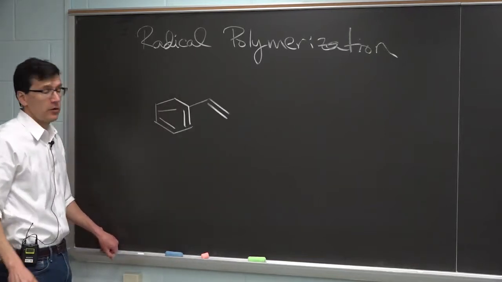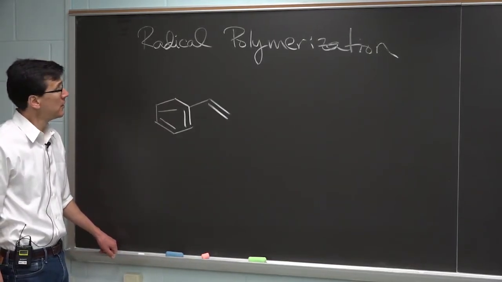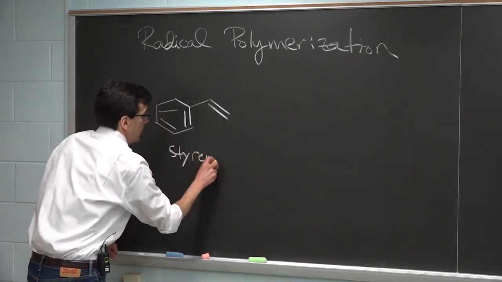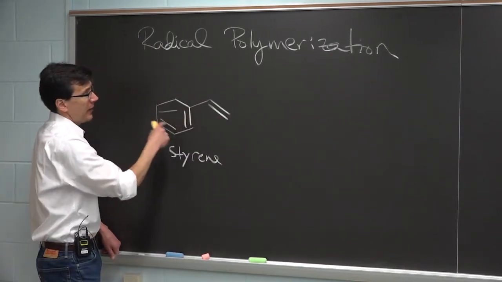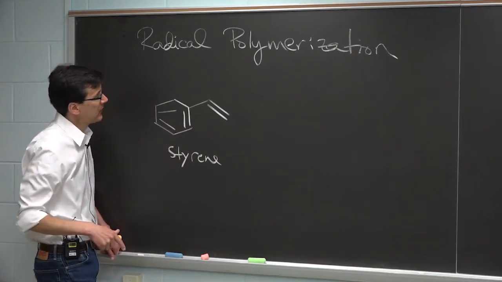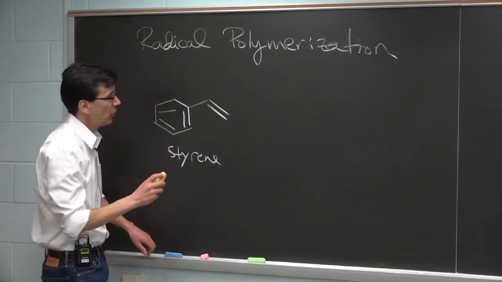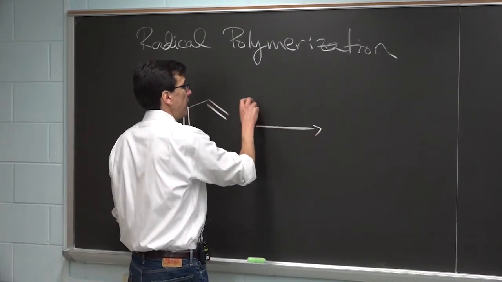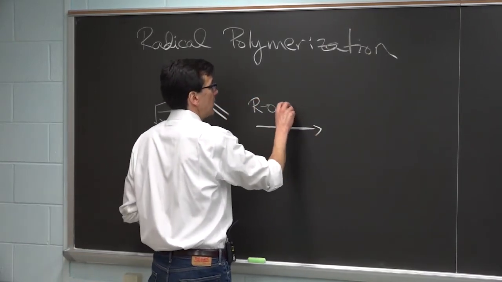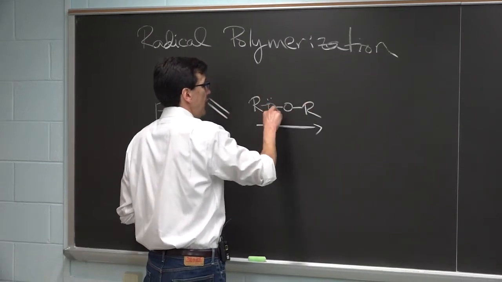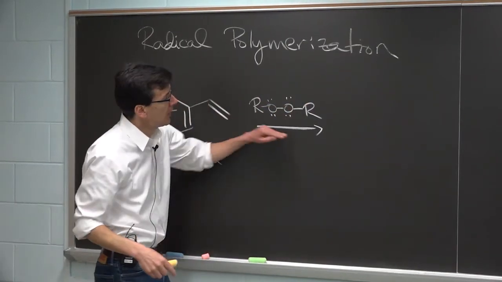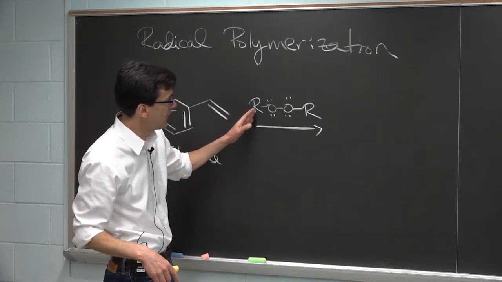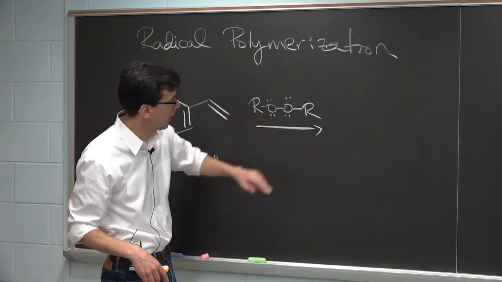Do you know what this molecule is called? This is styrene. It's an alkene substituted with a benzene ring, with a phenyl group. And what we're going to do with the styrene is treat it with a little bit of a radical initiator. In this case, we'll just use a peroxide, which I'll indicate generically as ROOR.